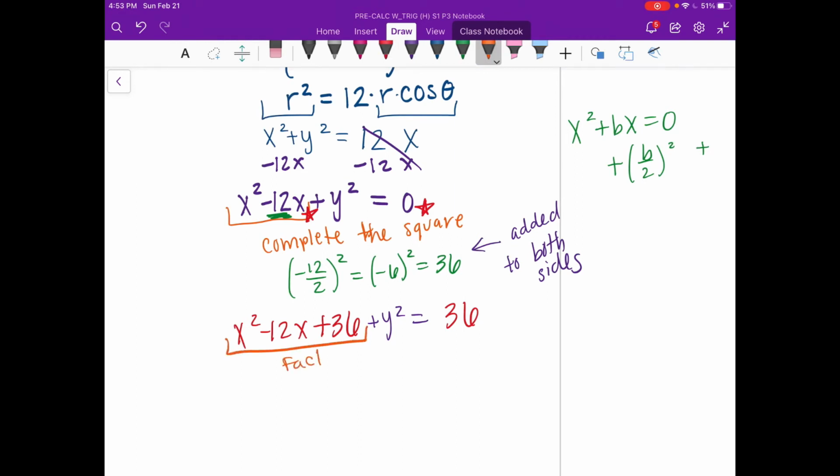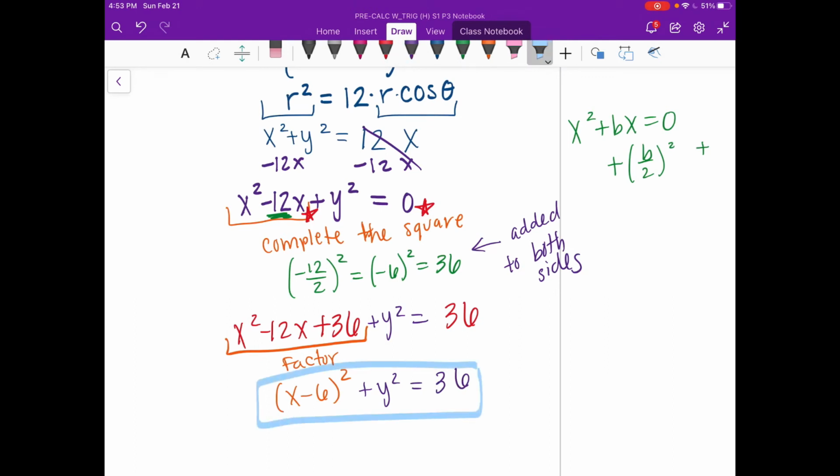Okay? Now this makes this problem factorable. I am able to factor this. And that gives me x minus 6 squared. The whole point was to create a perfect square. So what number multiplies to 36 but adds up to negative 12? Negative 6 and negative 6. I can write it as one term because it's the same thing. Then I still have the plus y squared and then equals 36. Okay, and that's my answer there.